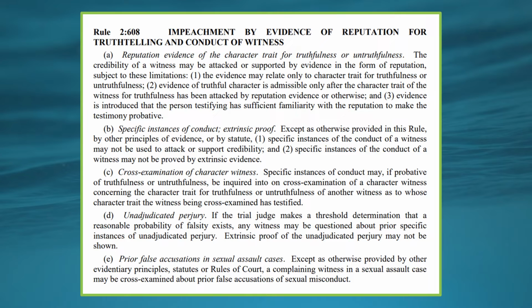This is Rule 2608, impeachment by evidence of reputation for truth-telling and conduct of witness. A, reputation evidence of a character trait for truthfulness or untruthfulness, which is the credibility of a witness, may be attacked or supported by the evidence in form of reputation subject to these limitations. One, the evidence may relate only to character trait for truthfulness or untruthfulness. Two, evidence of a truthful character is admissible only after the character trait of the witness for truthfulness has been attacked by reputation evidence or otherwise, and three, evidence is introduced that the person testifying has sufficient familiarity with the reputation to make testimony probative.